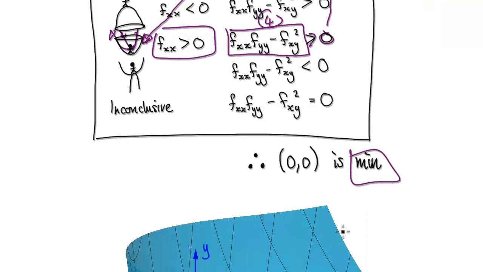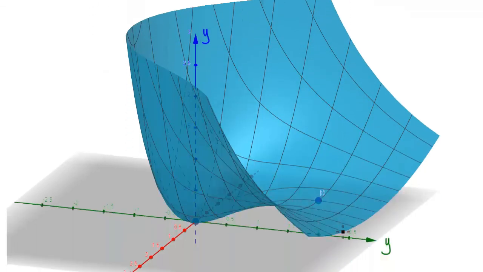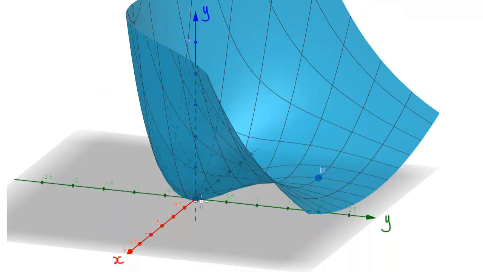So looking back at the surface, the origin is a min. At this point here is a saddle point. Okay.